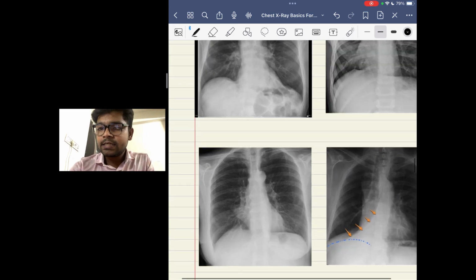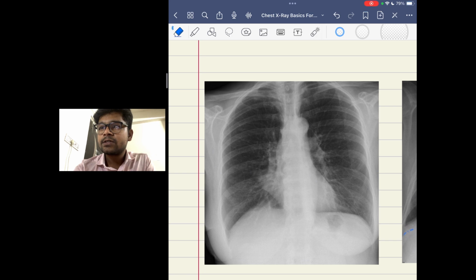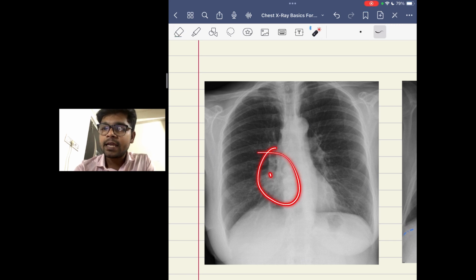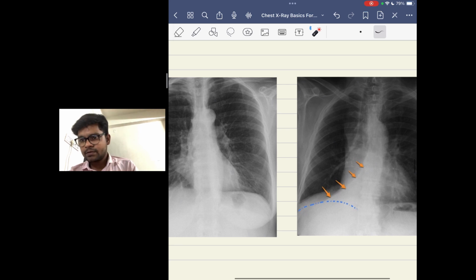Right. See this X-ray again. The right heart border is not properly being visualized. So this is again a right middle lobe collapse. The trachea is in the midline. There is some sort of blunting in the angle, probably a minimal right pleural effusion. Now see this X-ray.